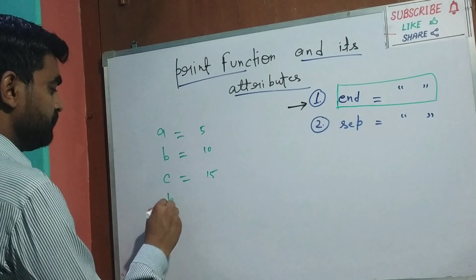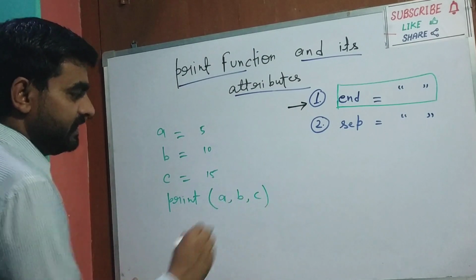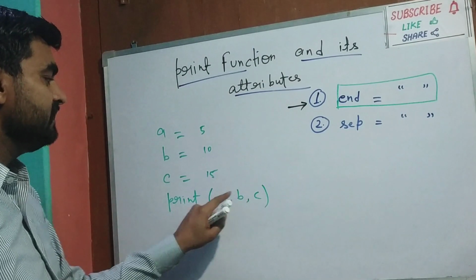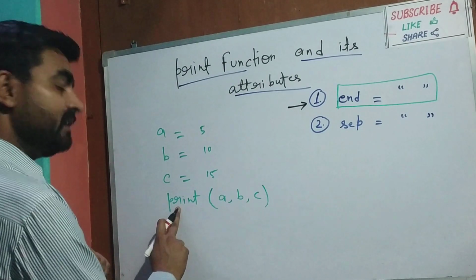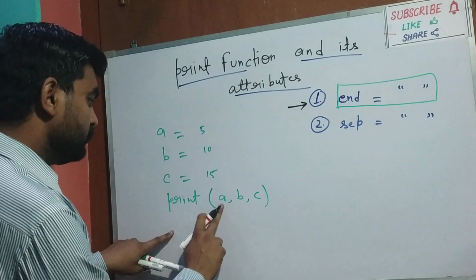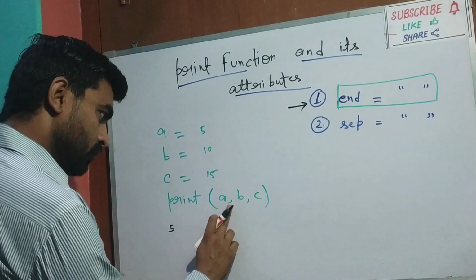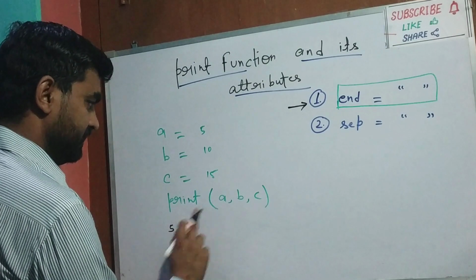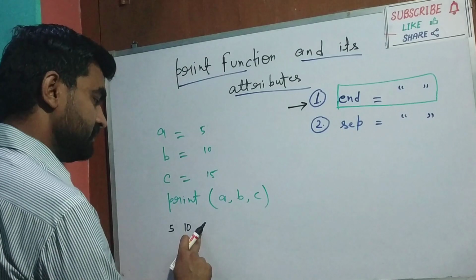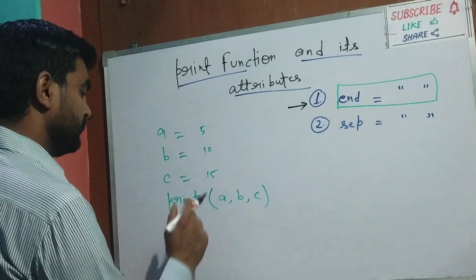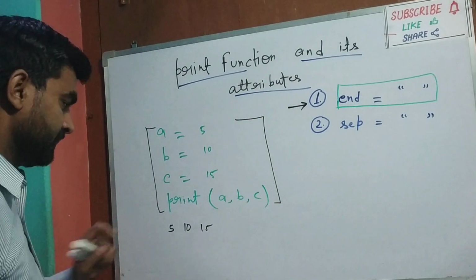And students, if you are writing print A, B, C, it will print the values of A, B, C. At the time of output, the value of A, which is 5, comma means the next value will print here, and B means 10, and comma means here it will print C, which is 15. So the output of these 4 lines is 5, 10, 15.